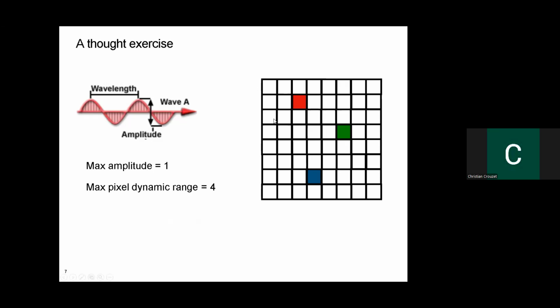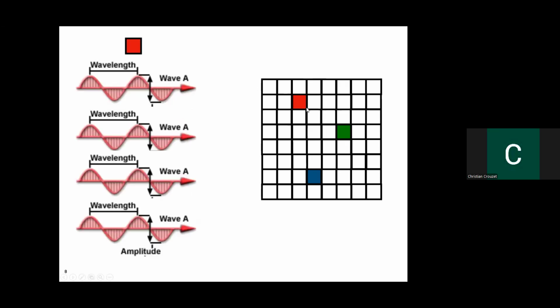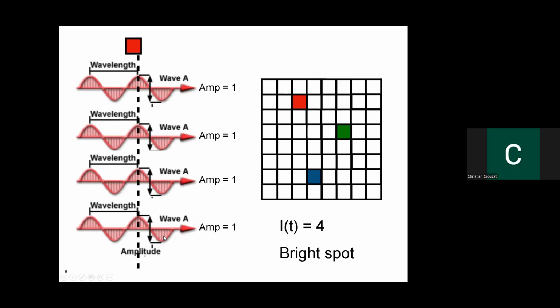We're going to be looking at three different locations. This is representing a camera sensor. One thing to note when looking at this wave is that we'll have an amplitude of 1 for this wave, and each pixel can have a maximum value of 4. So starting with the red pixel, if it's looking at 4 different waves at a single time point, where this black vertical line is, you can measure the amplitude being at 1 for each wave.